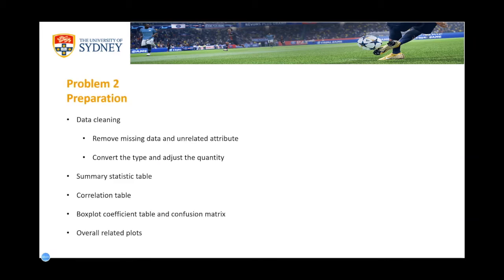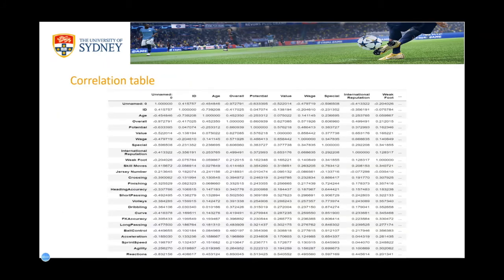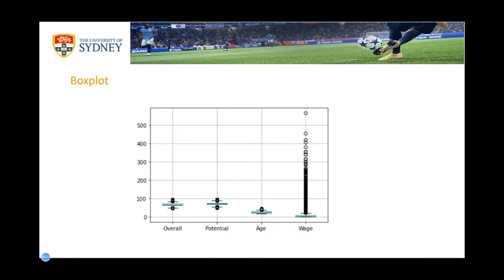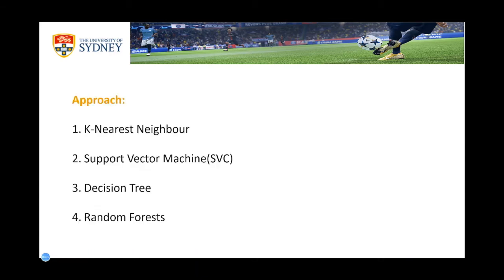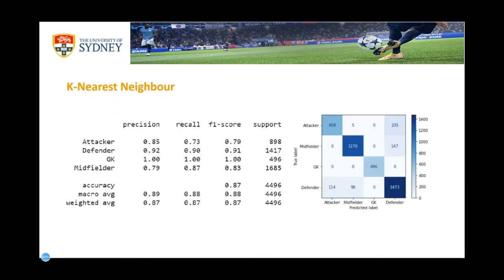For problem 2, we do similar things. We do the data cleaning, summary statistics table, and the correlation tables. For the 4 attributes we choose from these attributes, we do some more things like a coefficient table and the confusion matrix. The first model we choose is KNN, which is K nearest neighbors, which is also selected as our comparison model. This model did a very good prediction. We can see from the confusion matrix that the accuracy reached 0.87.